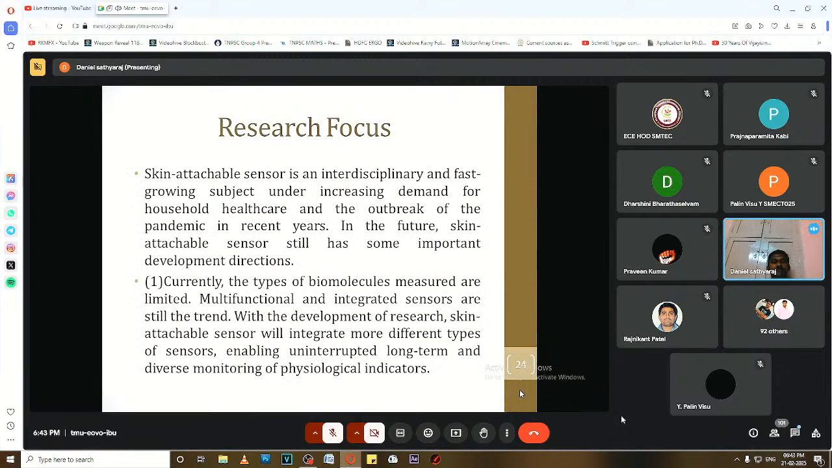And the skin attachable sensor is an interdisciplinary and fast growing subject. Many healthcare and household applications, and the pandemic that happened recently, mean these types of sensors are taken up in a longer aspect. Still, many things are in development, not only for COVID-19 but a few other things also, heart rate and other things also. It is an important thing to measure.